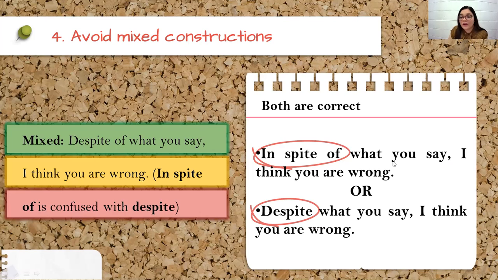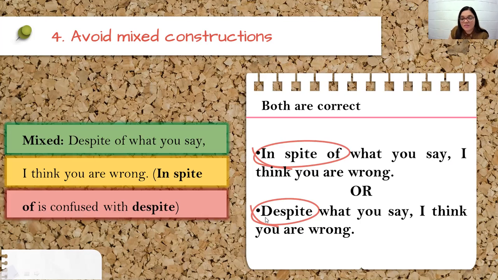In spite of what you say, I think you're wrong. Despite what you say, I think you are wrong. What do you see in the correction? Is there any difference? There is a difference. In spite of plus what you say, in spite of. And then you have the noun clause here, what you say.